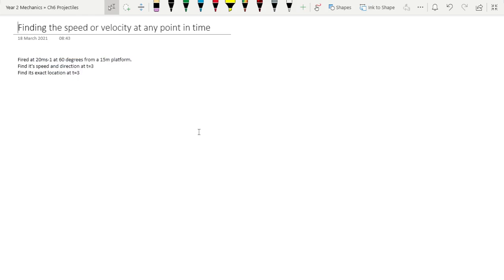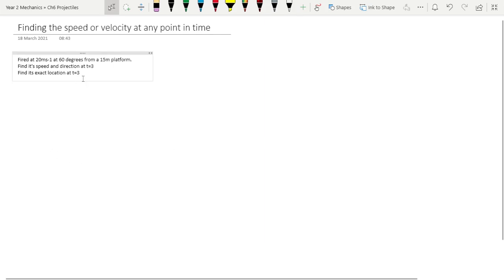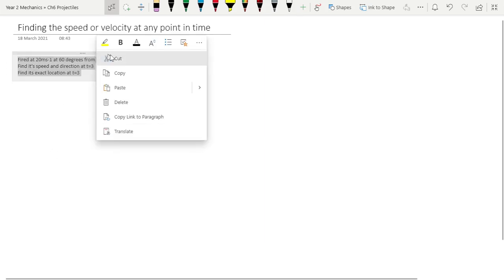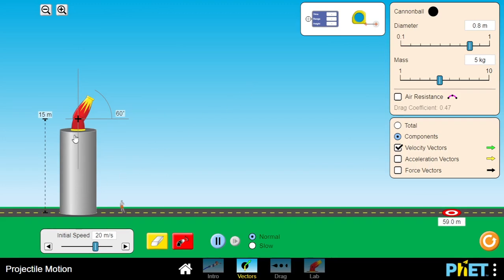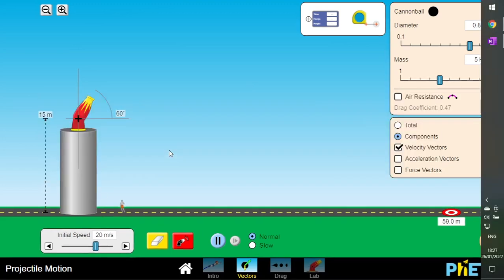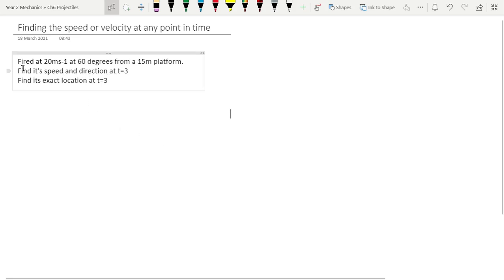Okay, for this next question, I want to solve something a bit more tricky, a bit more interesting. So this time we're going to fire our projectile at 20 meters per second at 60 degrees, and it's going to be on a platform which is 15 meters high. Okay, so our scenario looks like this. We've got a 15-meter platform. We're going to fire it at 20 meters per second at an angle of 60 degrees. What I want to find now is its speed, so not its velocity, but its speed and the direction that it's moving 3 seconds in, and find exactly where it is 3 seconds in.